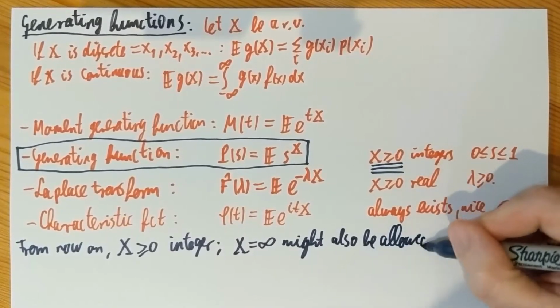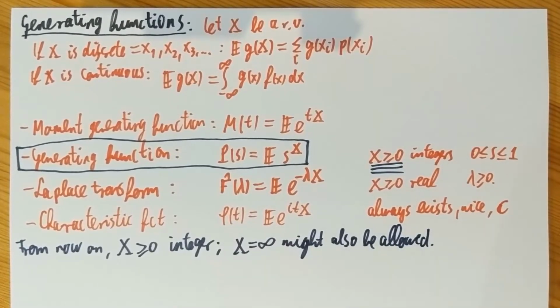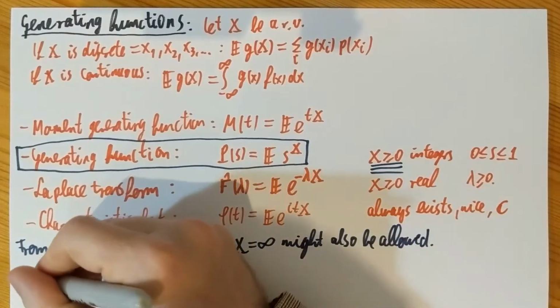This will be useful later on. Okay, so it's like a positive integer, but we also add in some cases the value plus infinity for the possible range of x. Okay, and the generating function is therefore defined.